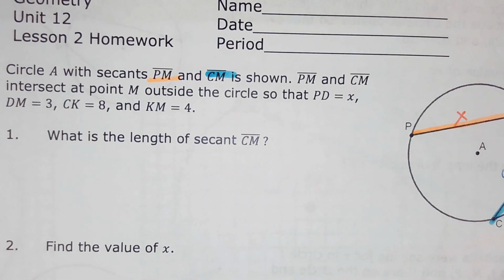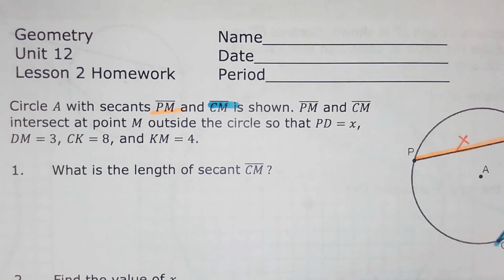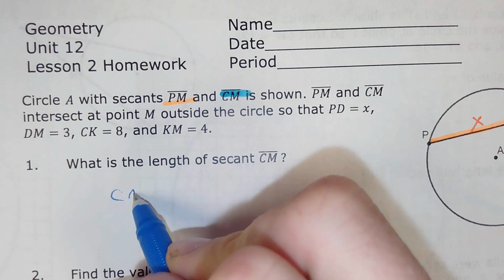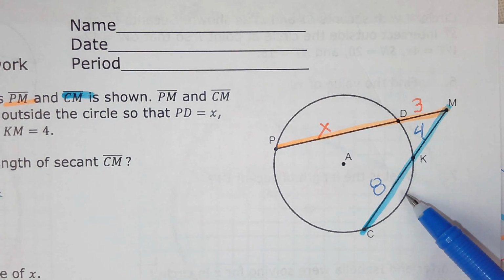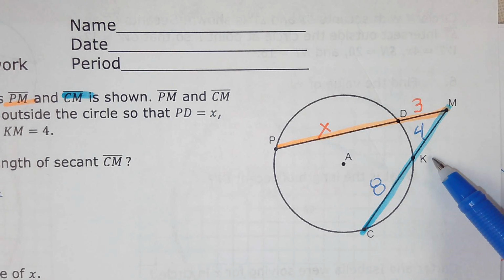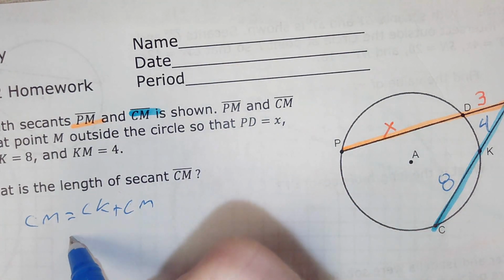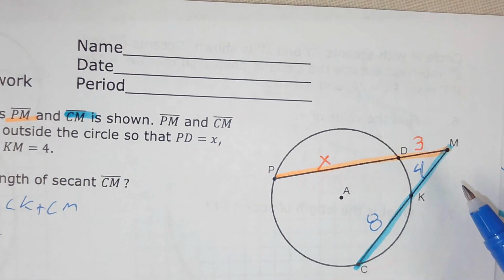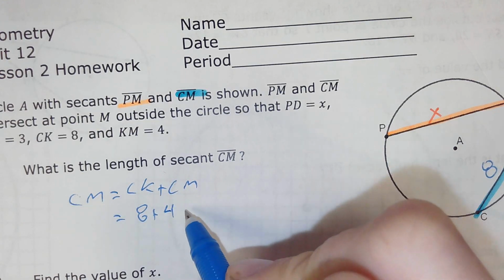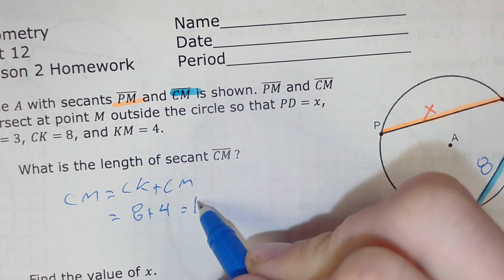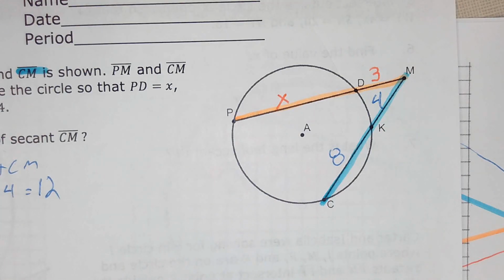Well, that's the first question: what is the length of CM? That's pretty simple. By line segment addition, CM equals CK plus KM, which equals 8 plus 4, which equals 12. All right, so now I've got to find the value of X, which is a little bit more difficult.